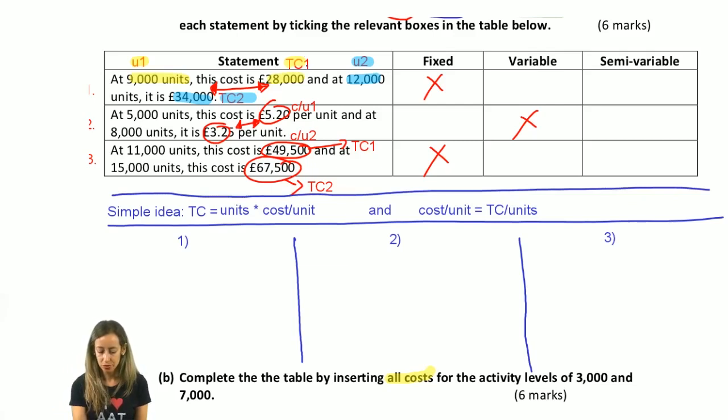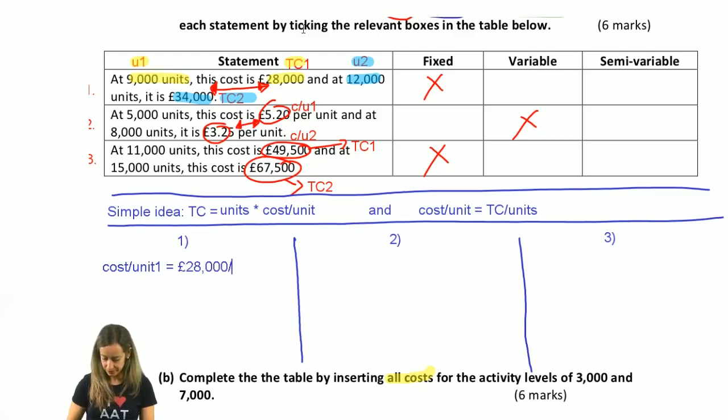Remember, we've got total cost and total units. So the total cost and units are given, which means we have to find the cost per unit, don't we? So we're going to say cost per unit 1 is equal to, what did we say? Total cost divided by total units. So total cost 128,000, let's have the 28,000 pounds, divided by the number of units, which is 9,000 units.